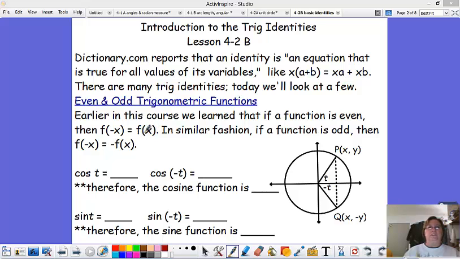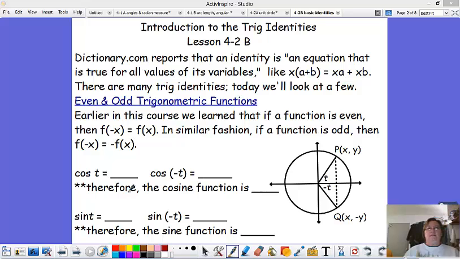Okay? Even functions, when you put negative x into the function, you get the same output as if you put positive x. In a similar way, if you have an odd function, then the value of the function at negative x is equal to the opposite of the function at x. Or when you put in negative x, you get out the opposite of what you'd get when you use regular x.